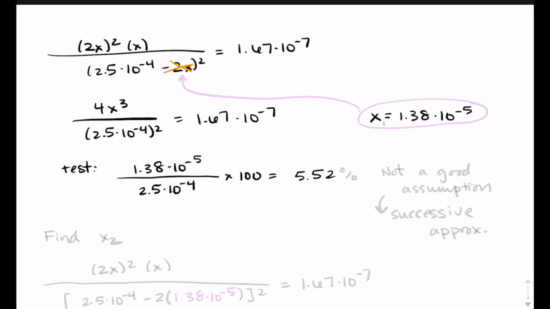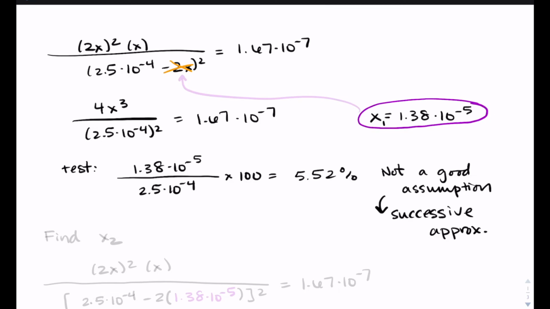The only thing we can do is approximate again, which we do by taking this x value that we just found, which I've labeled as x1, and we plug it back in to where we took it from, essentially. So I've got this circled, I've got an arrow. When I got rid of minus 2x, I found 1.38 times 10 to the minus fifth for x. I'm going to plug that back in the place where I took x out. And I'm just going to plug it in for x.